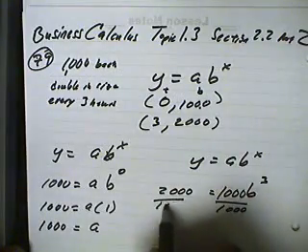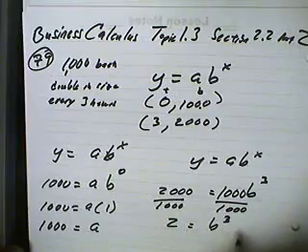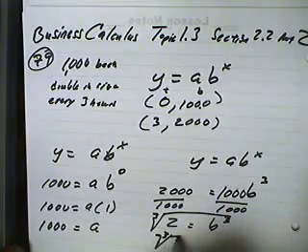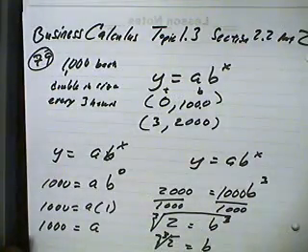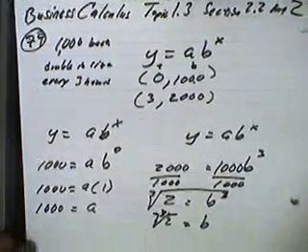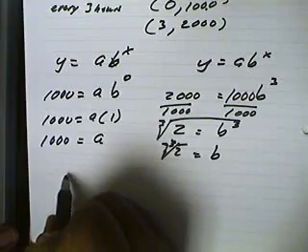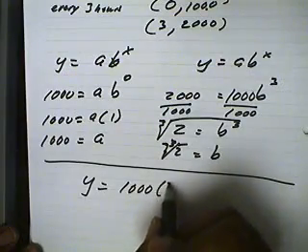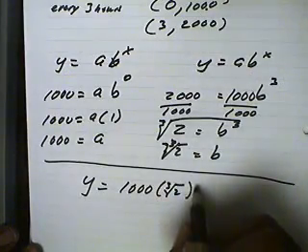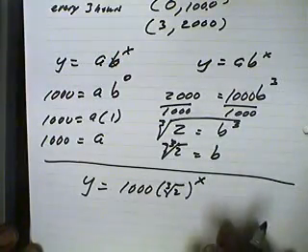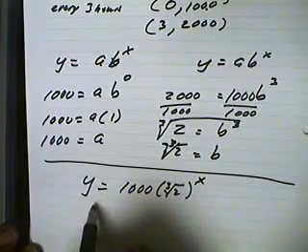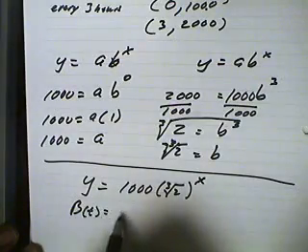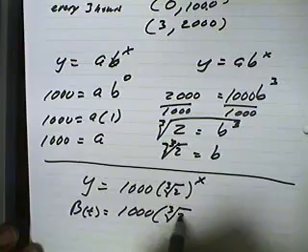Divide both sides by 1,000, and I get 2 equals b to the 3rd power. Now I take the cube root of both sides, and I get the cube root of 2 equals b. Well, I have a and b. Therefore, my equation will be y equals 1,000 times the cube root of 2, all to the x power. This y was bacteria, so I can say bacteria, and the x input is time, so I can say t for time. So 1,000 cube root of 2, all to the t.